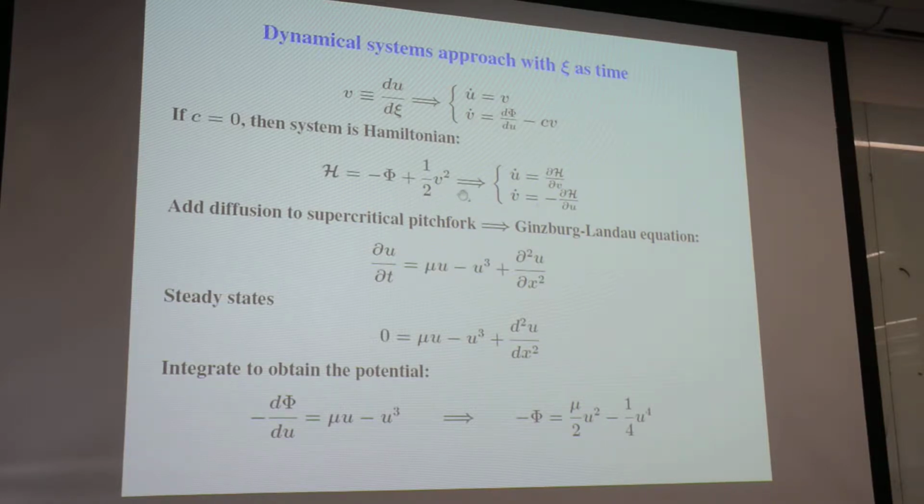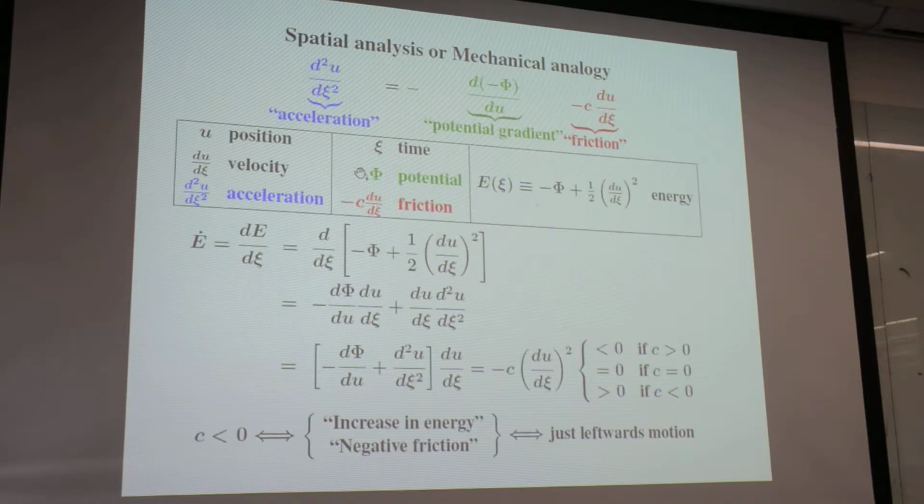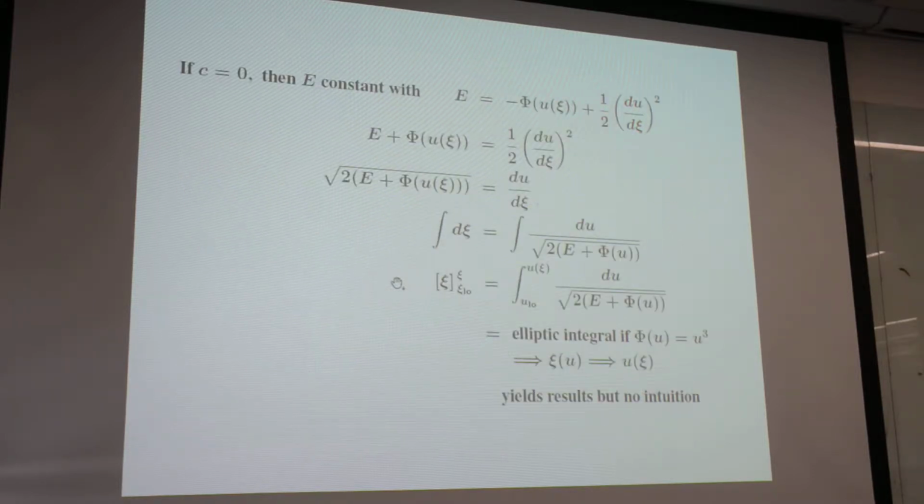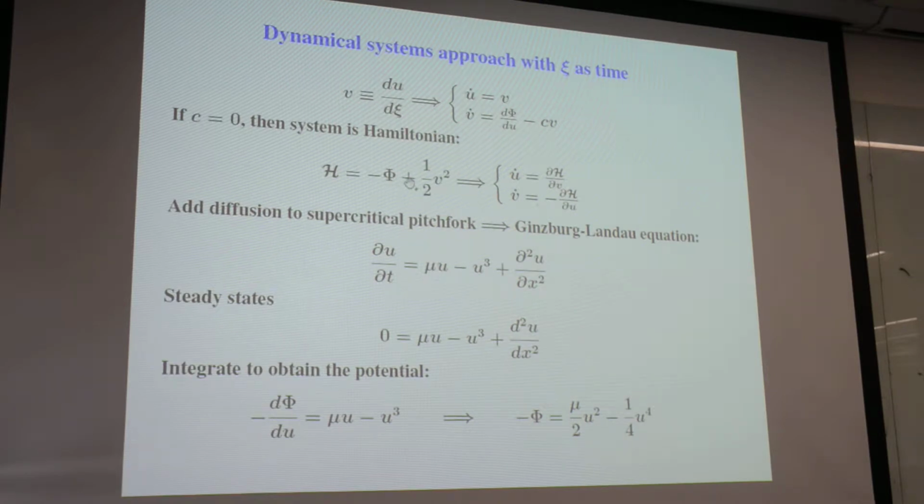Let us write the Hamiltonian. The Hamiltonian, that's just another way of saying the energy. Remember that that was minus phi. That's going to be the same thing as this. So we'll write the Hamiltonian, minus phi plus 1/2 v squared. And we see that it's of this form.